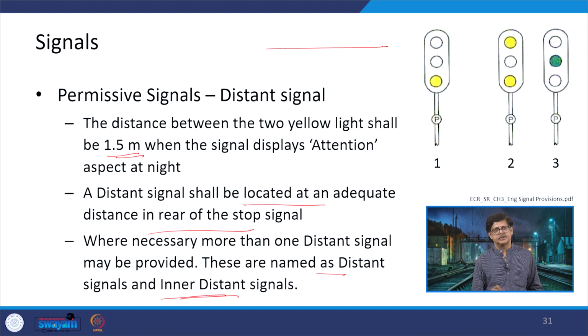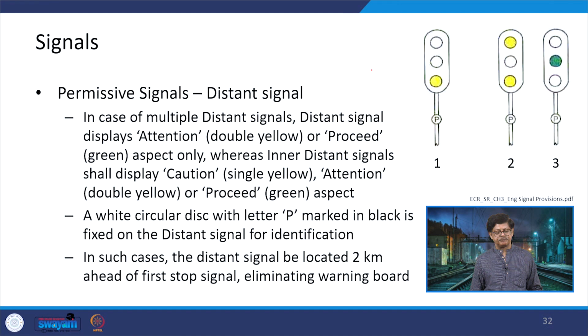So, a track is there. There is a stop signal here, but before that some value is to be told. It is said that there are certain permissible distances which need to be maintained between the distant signal and the stop signal, and if this is not adequately maintained, then we keep moving backwards till that adequate distance is complied with. In that case, there will be the first distant signal and the rest will be inner distant signals.